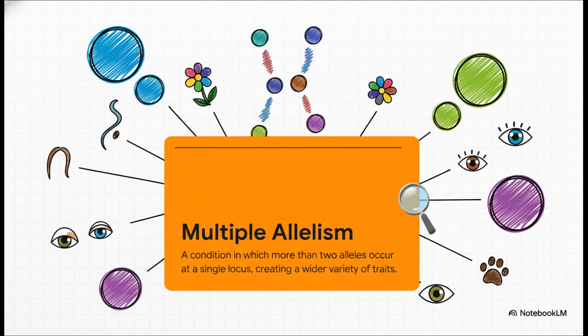It just means that for a lot of genes, there aren't just two choices, but 3 or 4 or even dozens of possible alleles out there in a population. And that, of course, opens the door for a massive variety of traits from just one gene.